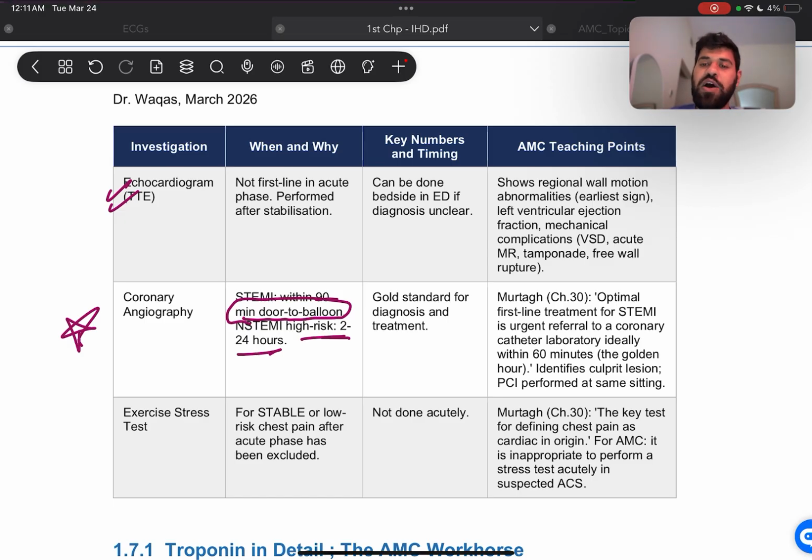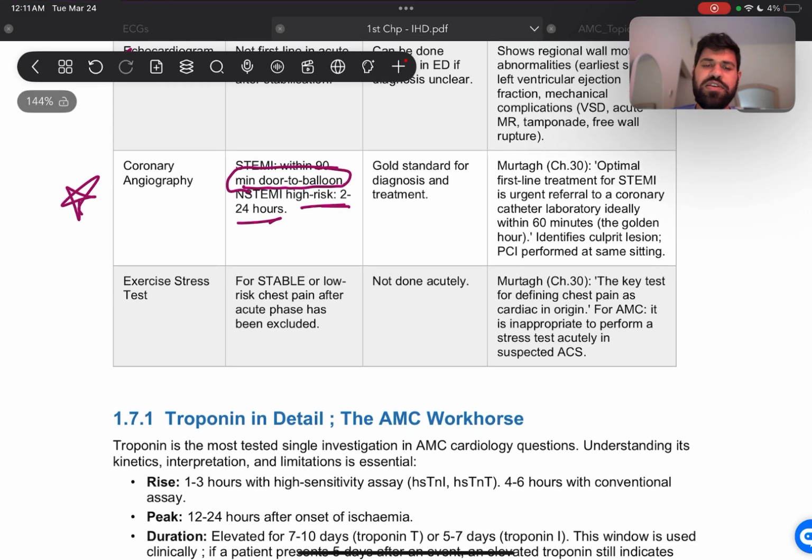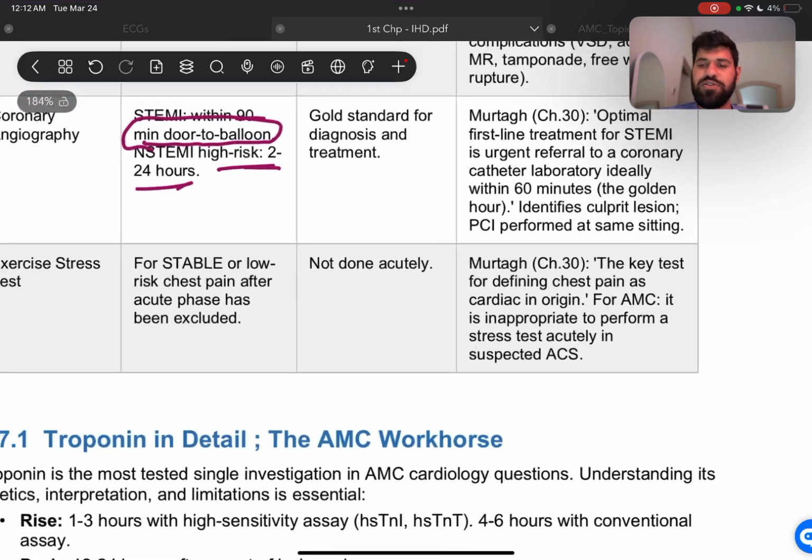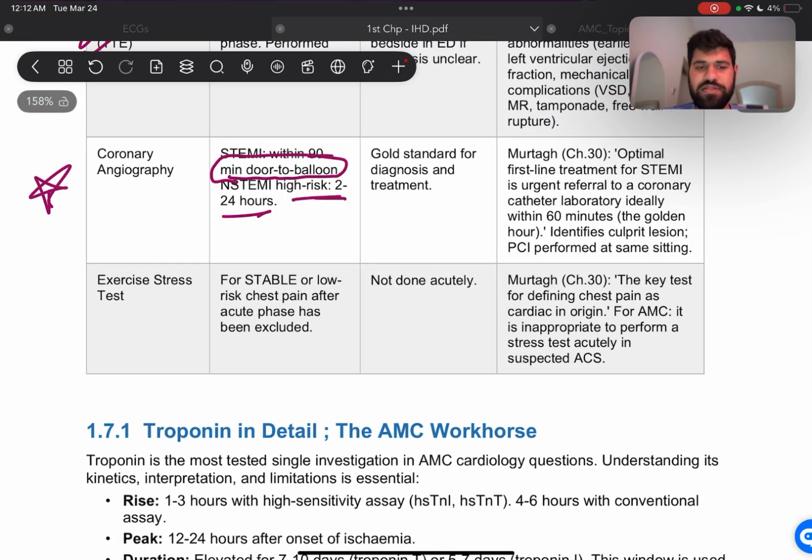Now moving on to the exercise stress test. It's done for stable or low risk chest pain after the acute phase has been excluded. If the patient has unstable angina, we never do this. But if the patient has stable angina and we need to reproduce those symptoms and get a reading on the ECG to check if there's an SVT or, let's say, an artifact that came onto the ECG, then we use the exercise stress test. So the key test for defining chest pain as cardiac in origin is the exercise stress test.